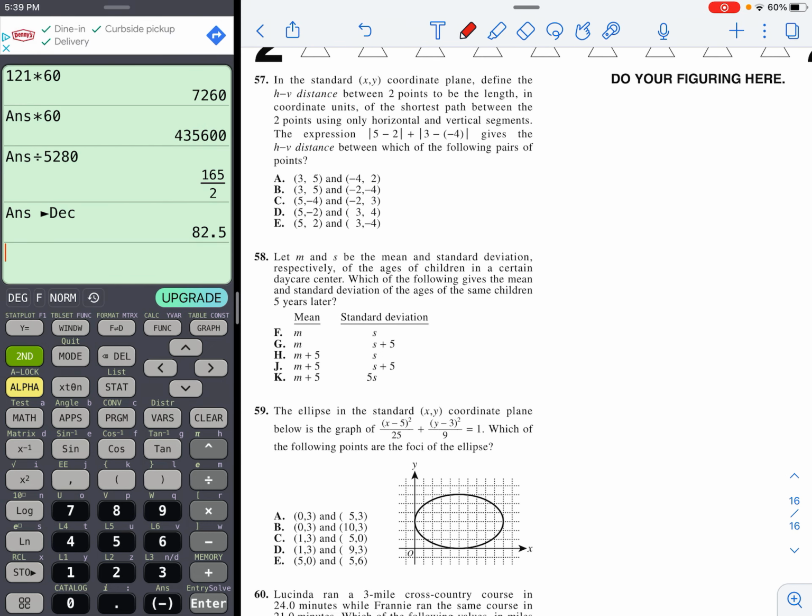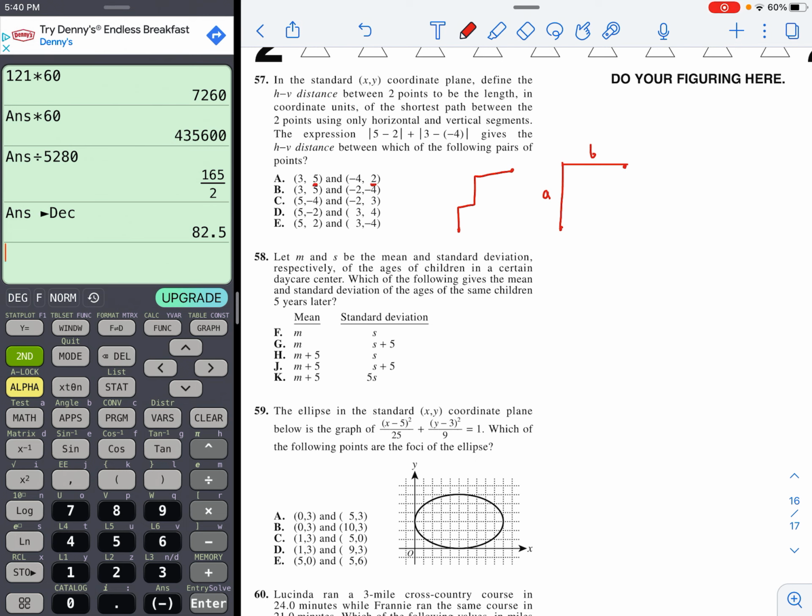57, in a standard coordinate plane, define the HV distance between 2 points to be the length in coordinate units of the shortest path using only vertical and horizontal segments. So it's like, I want to get from A to B, but I can only travel in this horizontal and vertical zigzag. So I can basically only make a movement up and a movement right. Basically what they're telling you is to subtract the y coordinates and subtract the x coordinates to basically be like, here's your path A, here's your path B.